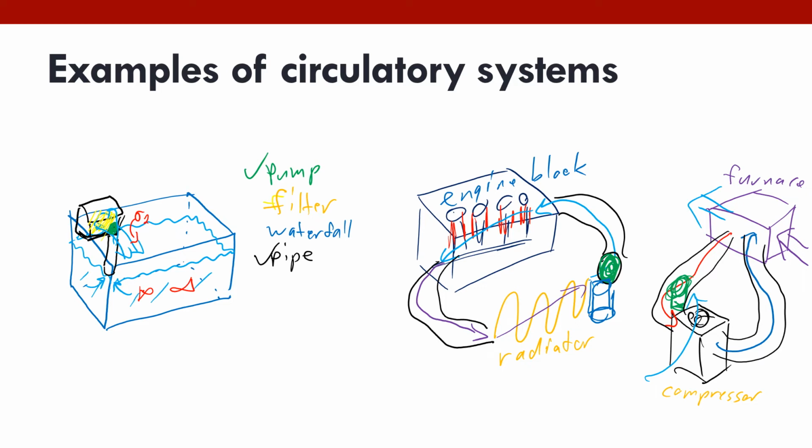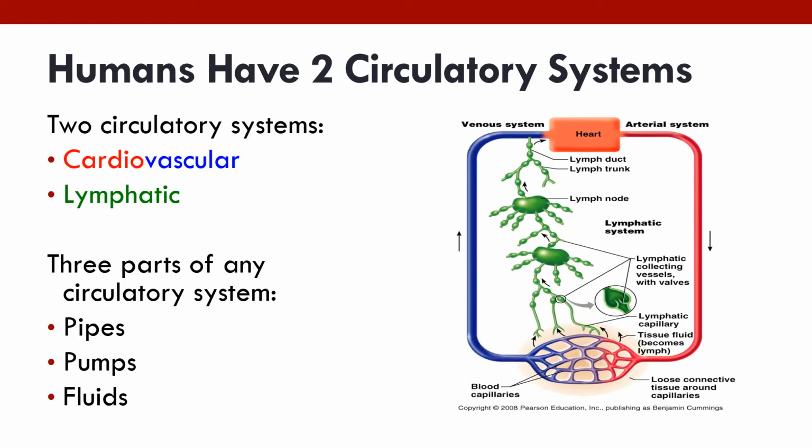So what do we see? We notice that all of these systems have a pump, all of these systems have a pipe, and all of these systems have a fluid that has to circulate through them. So those are the three parts of any circulatory system. We're going to have pipes, we're going to have pumps, and we're going to have fluids.